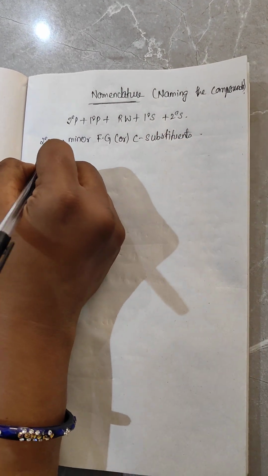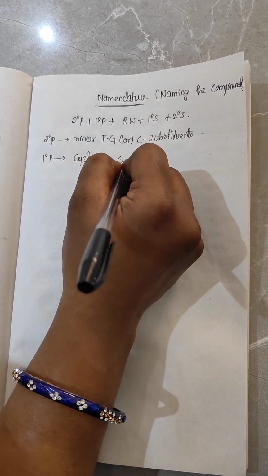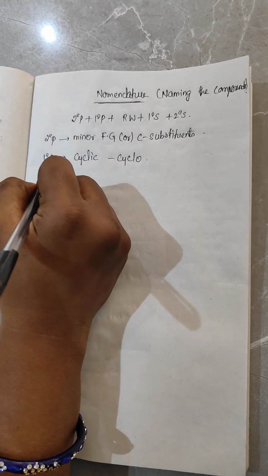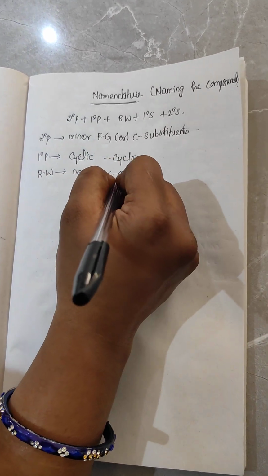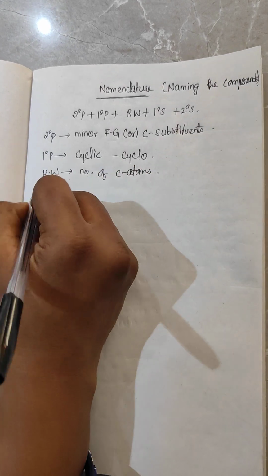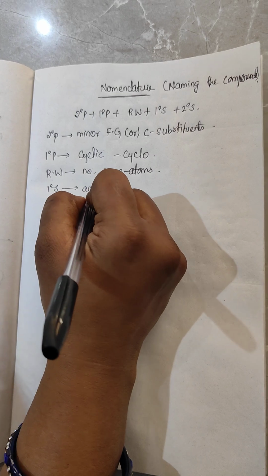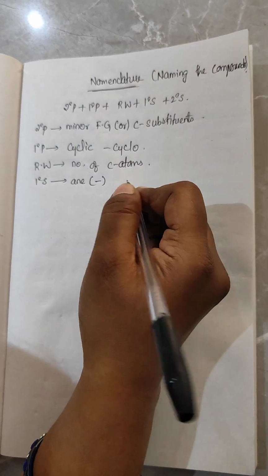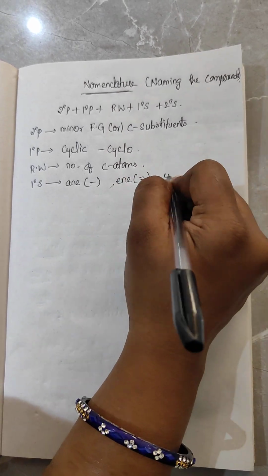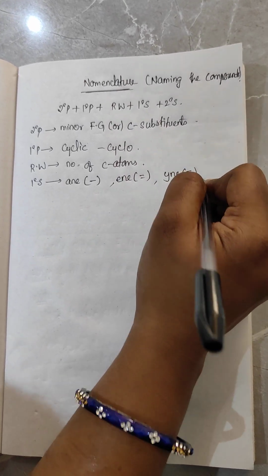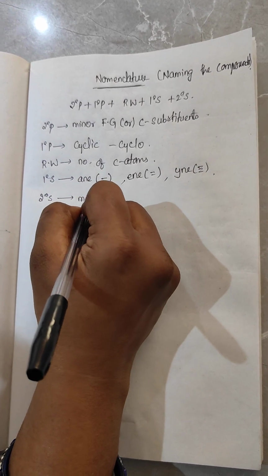And primary prefix explains that if the structure is a cyclic structure, then you are supposed to give it as cyclo. A root word will be indicating the number of carbon atoms, and primary suffix will explain to us about the particular ane, ene, yne. If it is ane, then you will get a single bond. If it is ene, then you will be getting a double bond. If it is yne, you will be writing it as a triple bond. And secondary suffix is the major functional group.